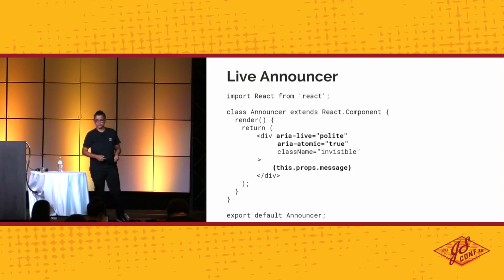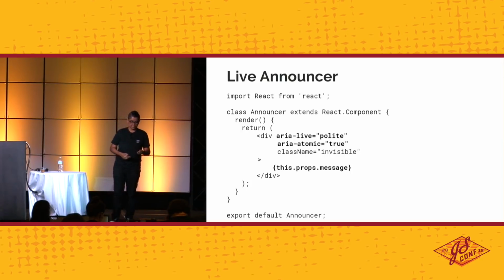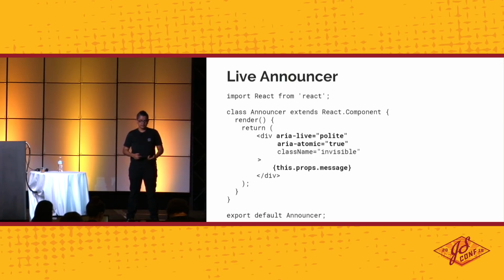What does ARIA live do? Whenever the underlying content of an HTML element with the ARIA live tag changes, it announces that content again. So here, we are creating a simple, empty component that can be put anywhere in our app. Inside it, we can put a message. At first, the message can be empty. And when we want the announcer to announce something, we can simply pass it some message. Since it has the ARIA live attribute, the screen reader will pick this up and announce it.